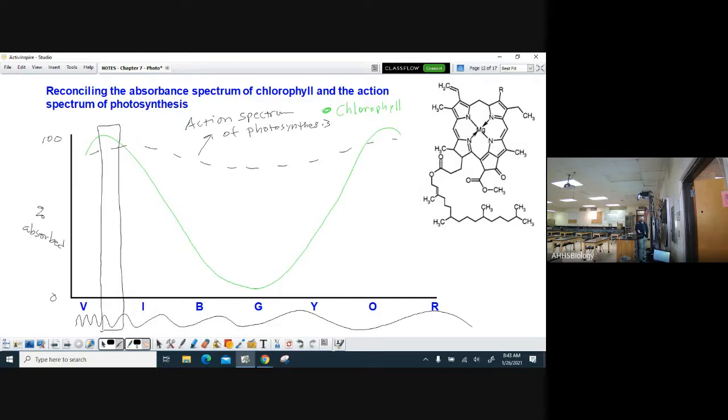Is the green line high at that point? Yeah, it is. So chlorophyll is absorbing that light, and photosynthesis is happening, right? Because the action spectrum is high up on the graph right there. So that makes sense, right? Now, what color would it grow? Not as well as it grew in white light, but it would grow.